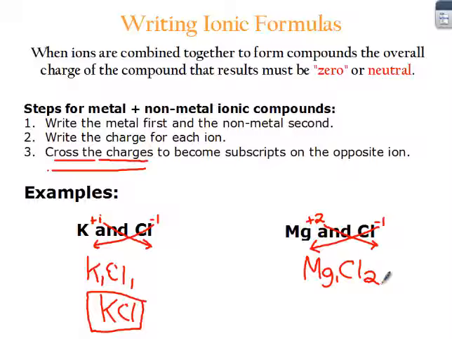That's the formula. But whenever there's a 1, remember, we just did it before. Whenever there's a 1, we can ignore it. So the actual formula is MgCl2. Okay? And so there goes my formulas. Now let's do a couple more examples just so we can get it down.